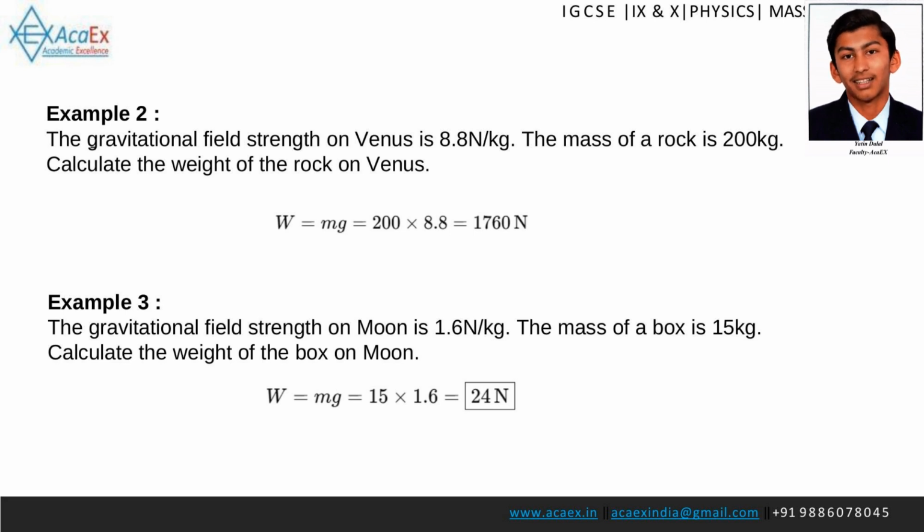Example 3. The gravitational field strength on the Moon is 1.6 N/kg. The mass of a box is 15 kilograms. Calculate the weight of the box on the Moon. Answer: W equals mg equals 15 times 1.6, which equals 24 N.